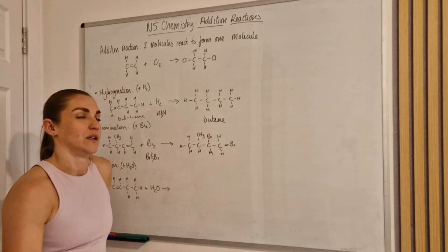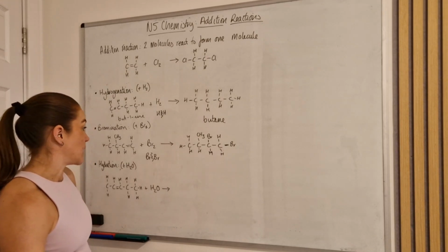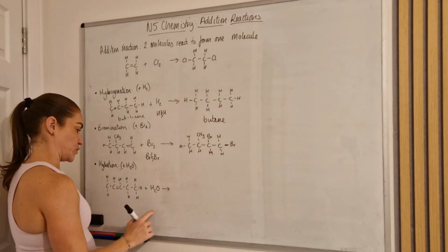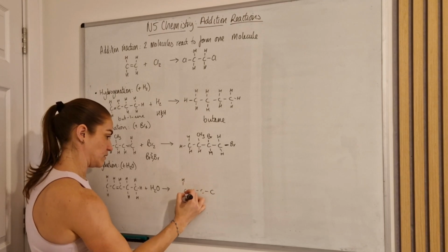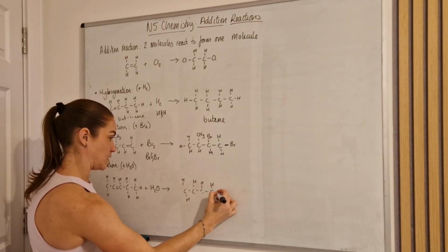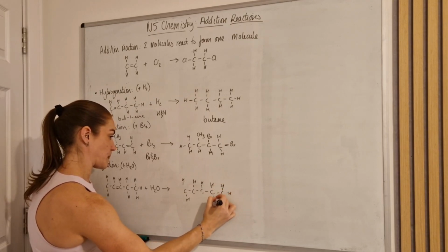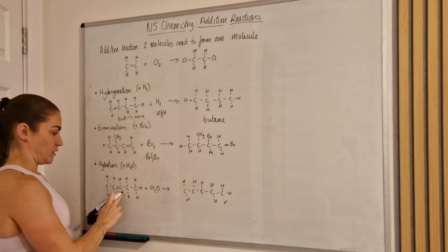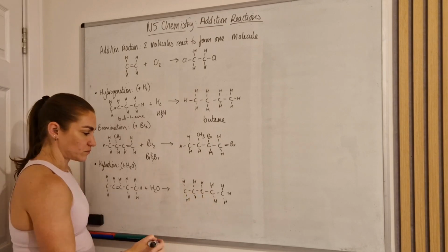You don't need to name these products, you just need to be able to draw them or identify them in a multiple choice question. And then if we look at hydration, again, exact same process, draw the alkene as it is but without the double bond in it. Okay, so we've got the 1, 2, 3, 4, 5 carbons. So then we can see that our double bond is going to open up here.